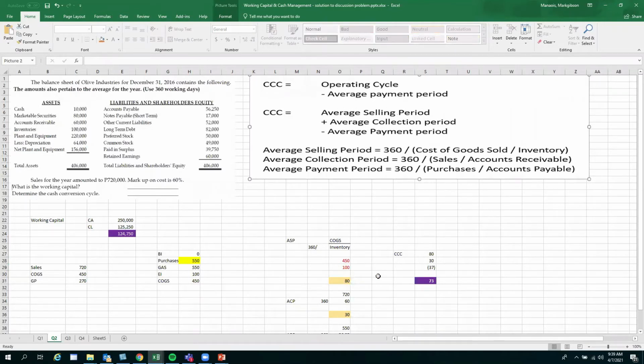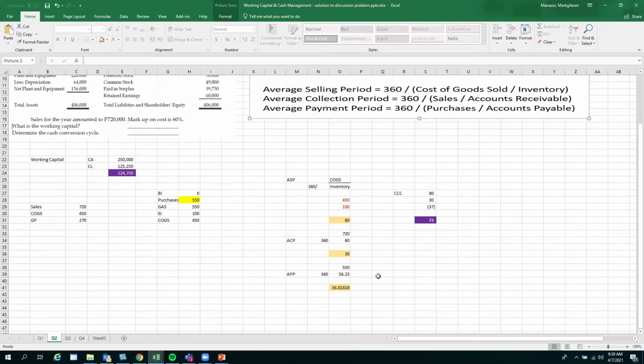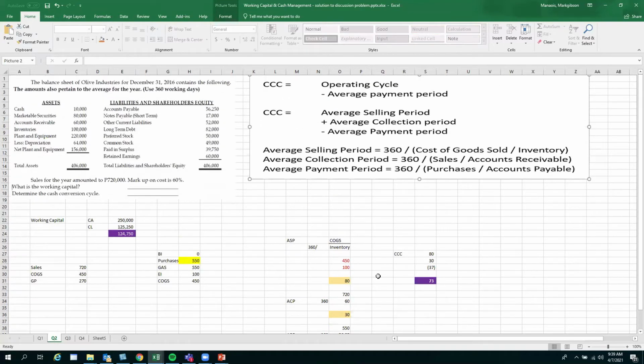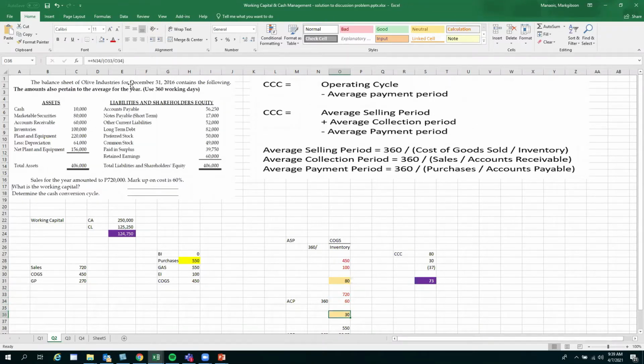Next is your ACP. So how much is your ACP? ACP is sales over accounts receivable. So meron ka sales, 720, given yan. And then accounts receivable of 60. So derive the formula, that's 30 days.